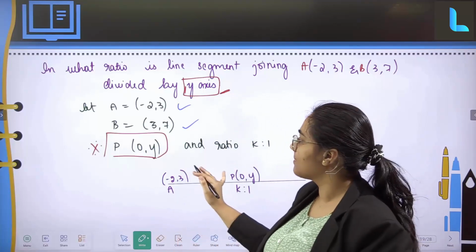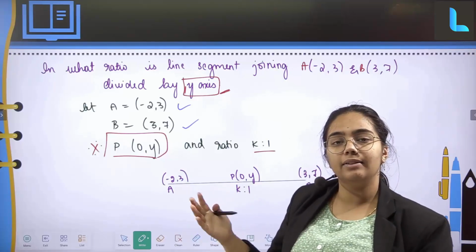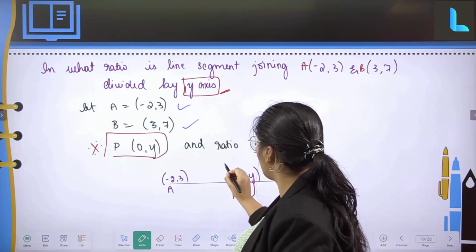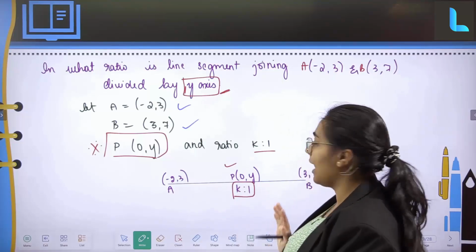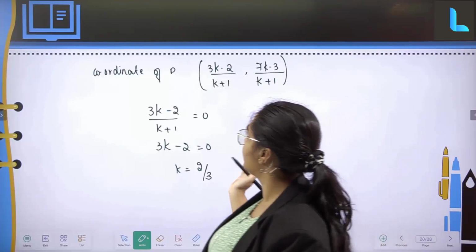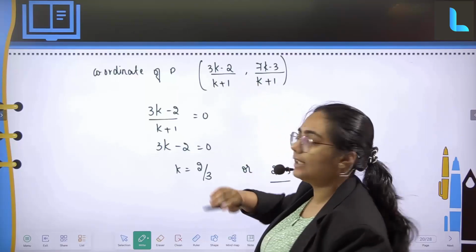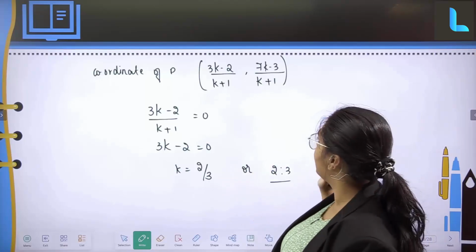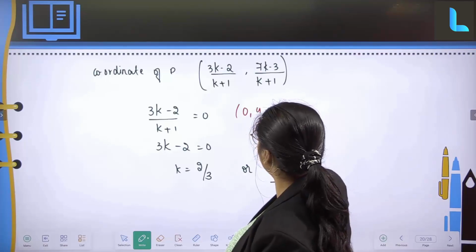Clear. Once I consider this point 0 comma y, the ratio I can assume as any ratio, so I will consider it as k is to 1. So k is to 1 is the ratio. The point is going to be P(0, y), and then A is given and B is also given. Now you can go and apply your section formula. Once you apply the section formula and elaborate, you will be getting 3k minus 2 divided by k plus 1 comma 7k minus 3 divided by k plus 1. Over here we had considered 0 comma y.